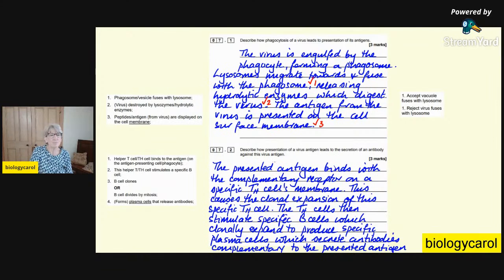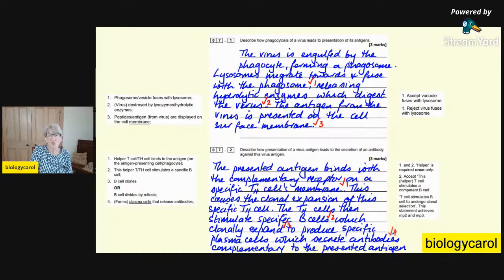Here's the mark scheme. Here's the examiner's comments. And this is where I got my marks. So mark point one, mark point two. Notice I would always use it is important that we recognize that the T helper cells and the B cells are specific to the antigen that is in the body.